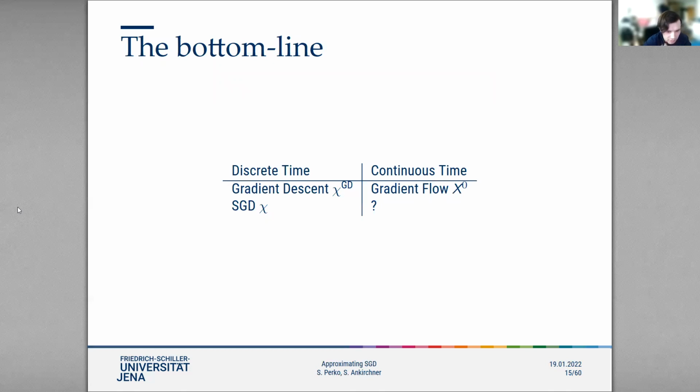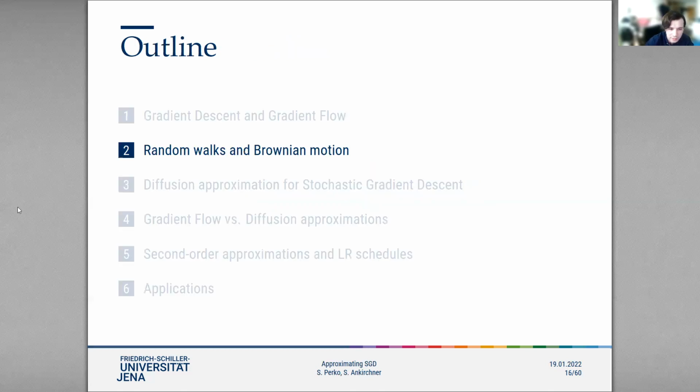Okay, and the bottom line here is that we can approximate gradient descent in continuous time with gradient flow. And then in discrete time, we have stochastic gradient descent. But what would be a good process to approximate it in continuous time? Because I would say it's more reasonable to also have a stochastic process in continuous time to capture the behavior that SGD has. To introduce something like this, we have to talk a little bit about random walks and Brownian motion.